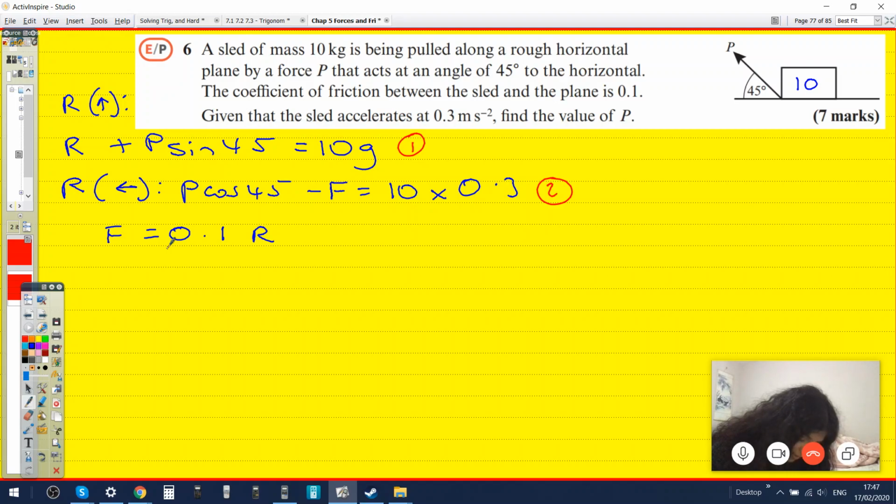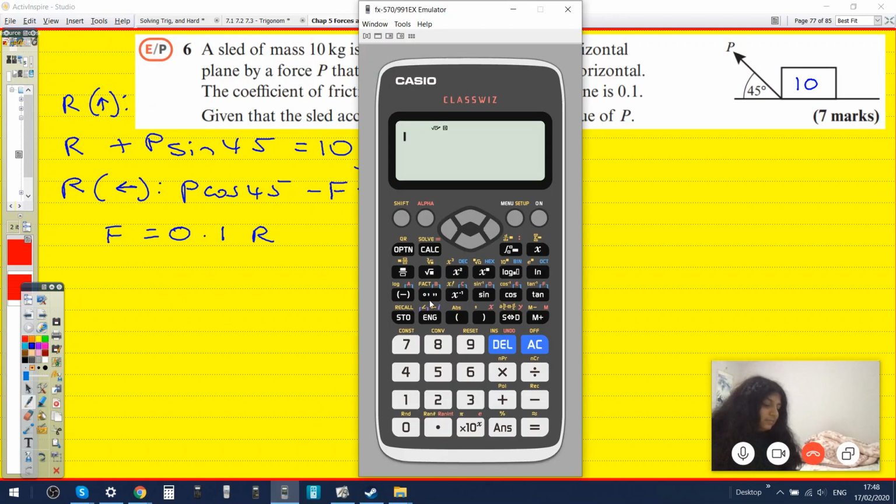Now, when I tried to solve the simultaneous equation, I got p sine 45 plus 10p cos 45 is equal to 128. Okay. So I get to solve that now. You should be able to do it with a calculator. I don't like doing simultaneous equations. They're so easy.